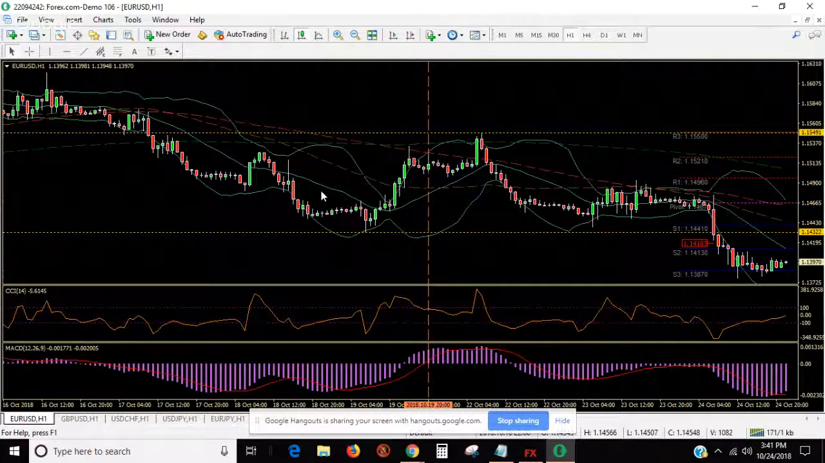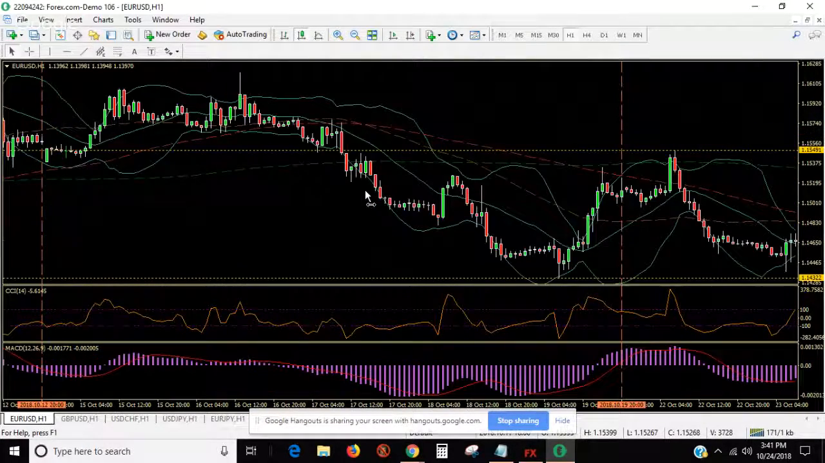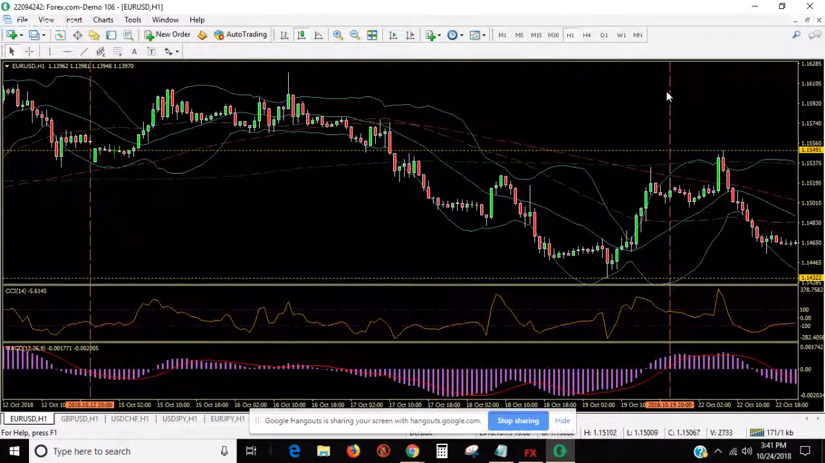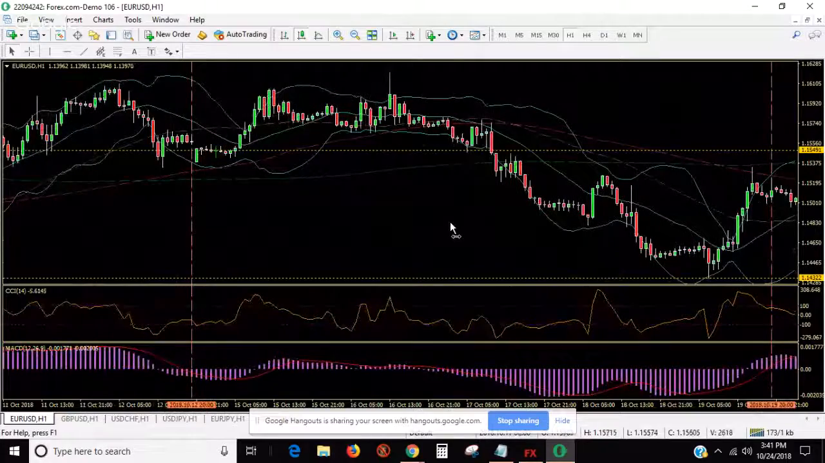So I'm going to detach the charts. And this dotted line right here that you see right here, that separates the end of the previous week and the start of the new week. So we've got Friday close, and then the next candle is the first candle at the start of the new week. So I'm going to go back to the beginning of the week here.